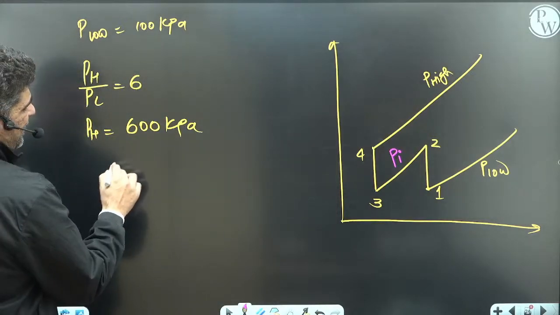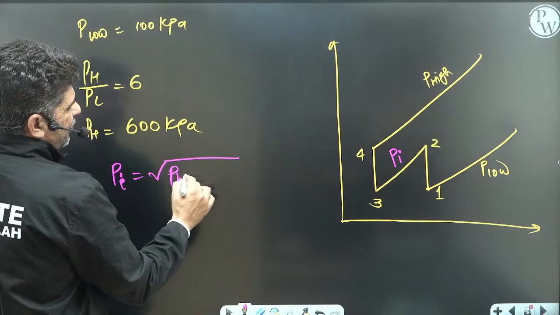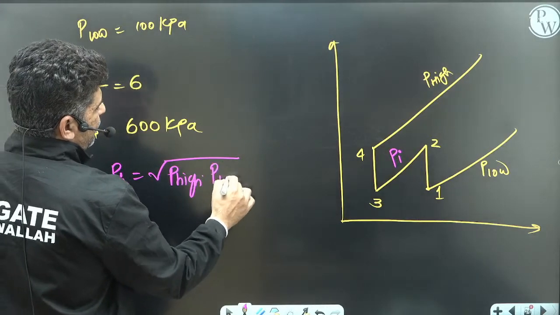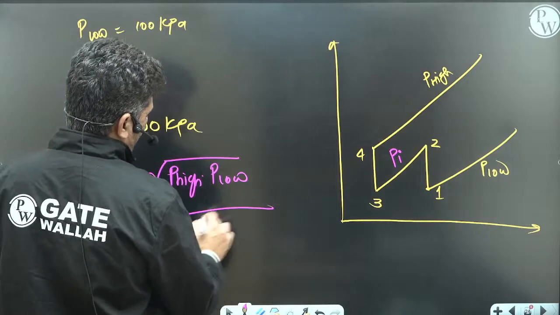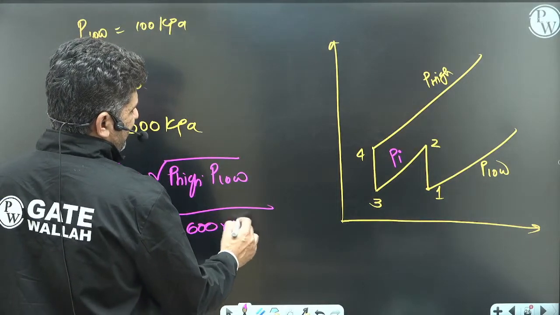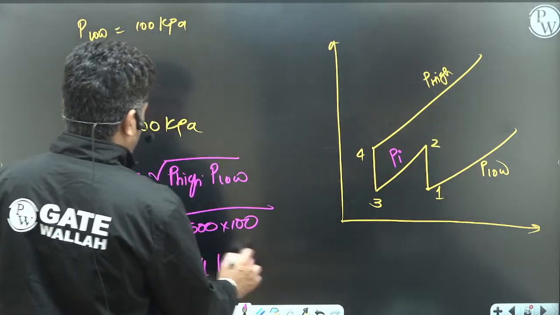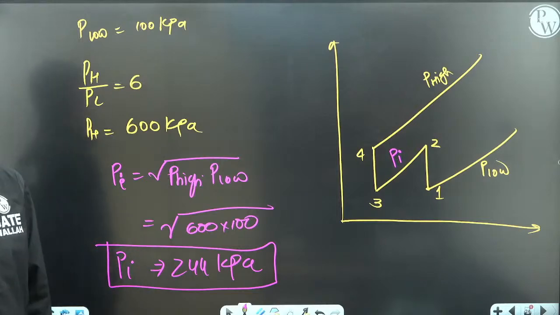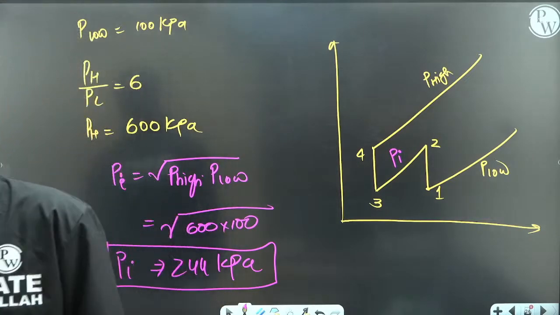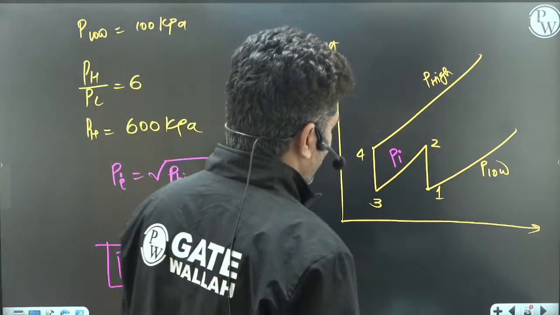We know that Pi for minimum work is the square root of P high multiplied by P low. Understood? So this is the square root of 600 multiplied by 100, and this will come out to be 244 kPa. So the intermediate pressure is 244 kPa. Very good, Somnath, Khushbu, Prabhat. How about the rest of the people? Why didn't you get the answer?